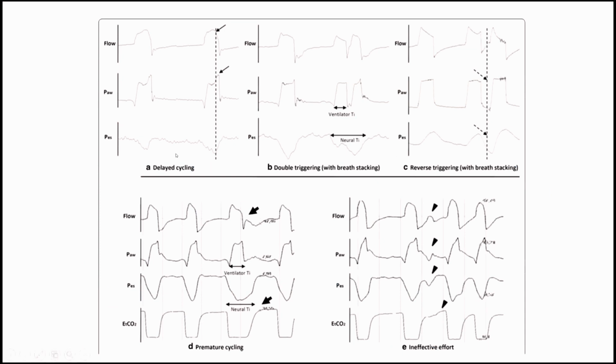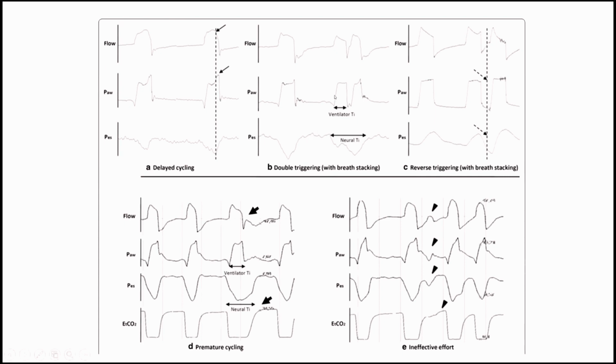So there's a delayed cycling, where you can see the inspiration is longer from the machine side compared to what the patient actually needs. You can see here there is a flow, and the pressure actually spikes. The inspiration actually ends here, in the esophageal pressure. The inspiration ends here, the beginning of exhalation. But here you can see it is actually proceeding further. So there is a delay in the cycling.